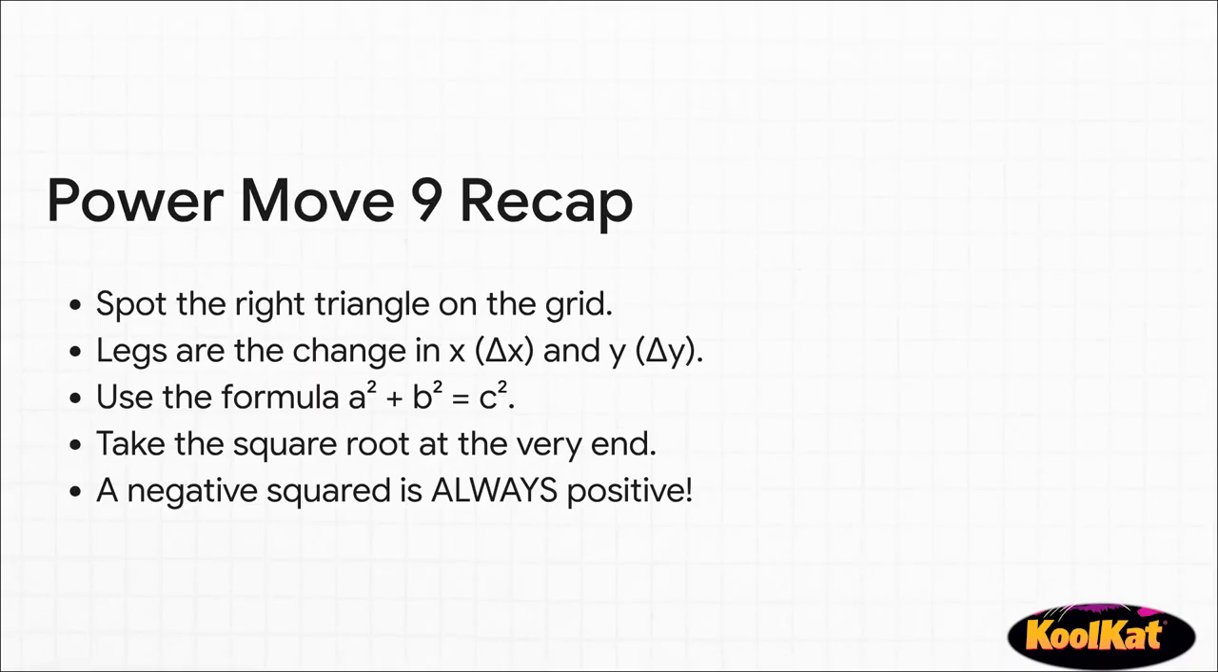Okay, let's do a quick recap of Power Move 9. First thing, always spot that hidden right triangle, even when it's on a grid. Next, remember its legs are just the change in x and the change in y. Then, you just use your good old formula, a squared plus b squared equals c squared. And don't forget, you take the square root at the very end. And finally, our pro tip. Say it with me. A negative number squared is always positive.